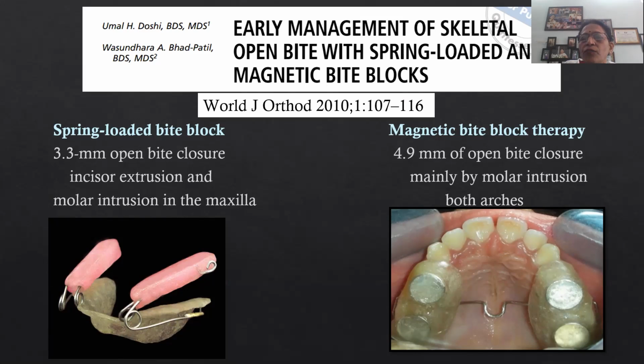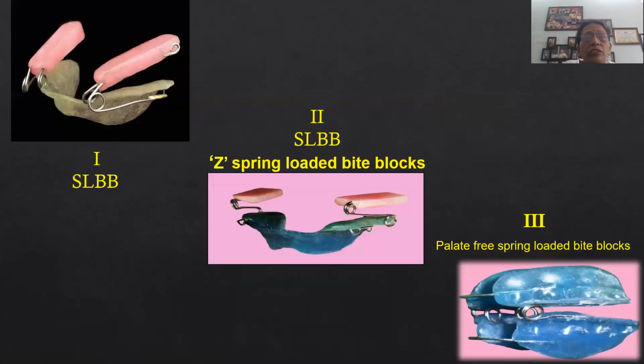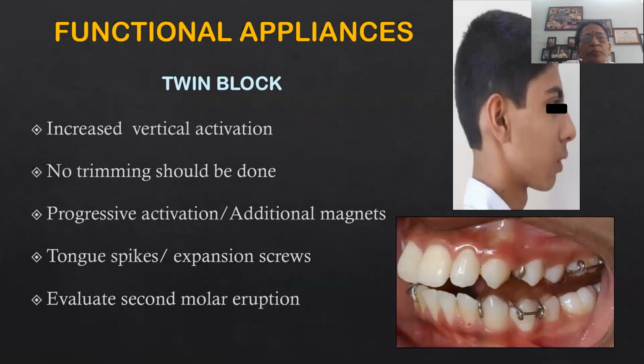Magnets have a continuous force which brings about a true intrusion, as well as it creates an electromagnetic field which further improves the result. So this was a case where we gave a magnetic bite block, and in 8 to 9 months in a growing child you get the corrections. Now further, my student, the same who did the spring-loaded bite block dissertation, later modified the spring-loaded bite block by adding a Z-spring-like configuration in the posterior bite block, which holds the posterior bite blocks. And another third modification was a palate-free spring-loaded bite block.